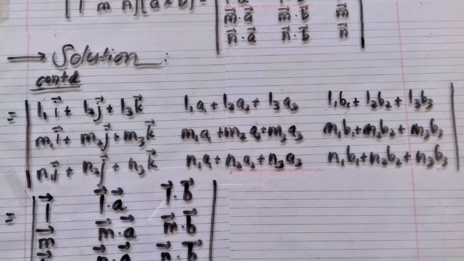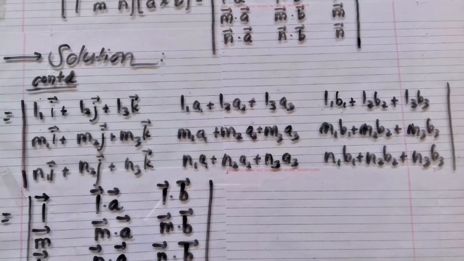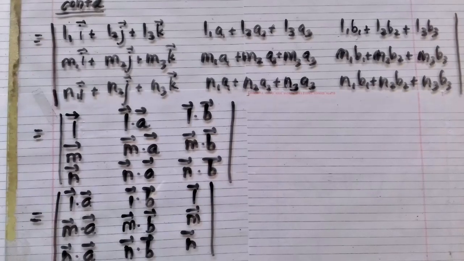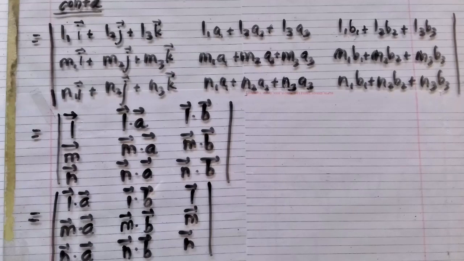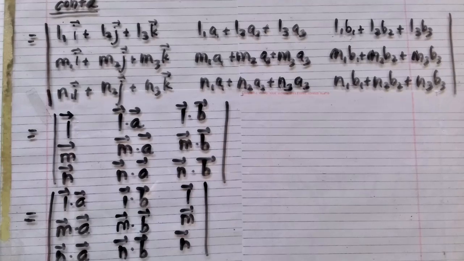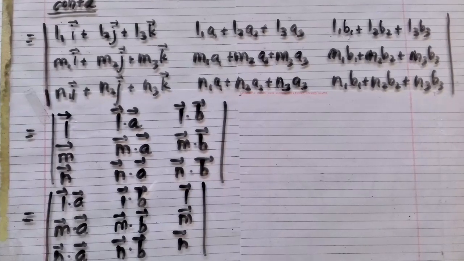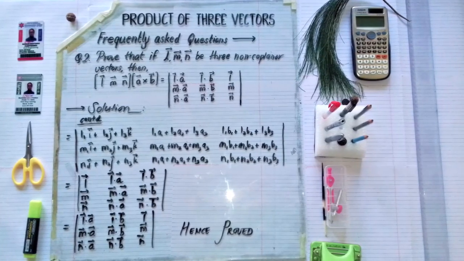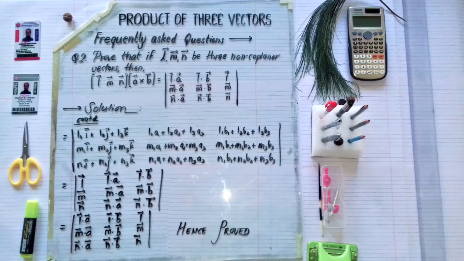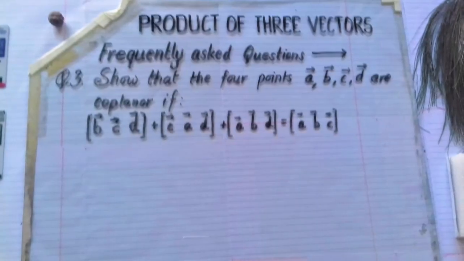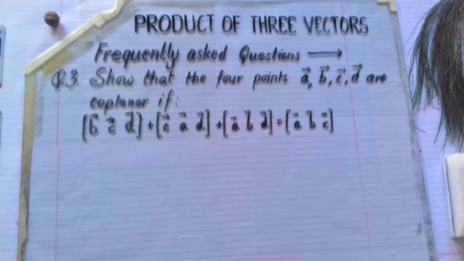And similarly, L1 A1 plus L2 A2 plus L3 A3 is the dot product of vector L and vector A. Similarly, writing the vector notations in order, we get this. Using the laws of determinants and arranging the columns, finally we can obtain the RHS. Let us move to question 3, which says that the four points A, B, C, D are coplanar if... So we have to prove this.